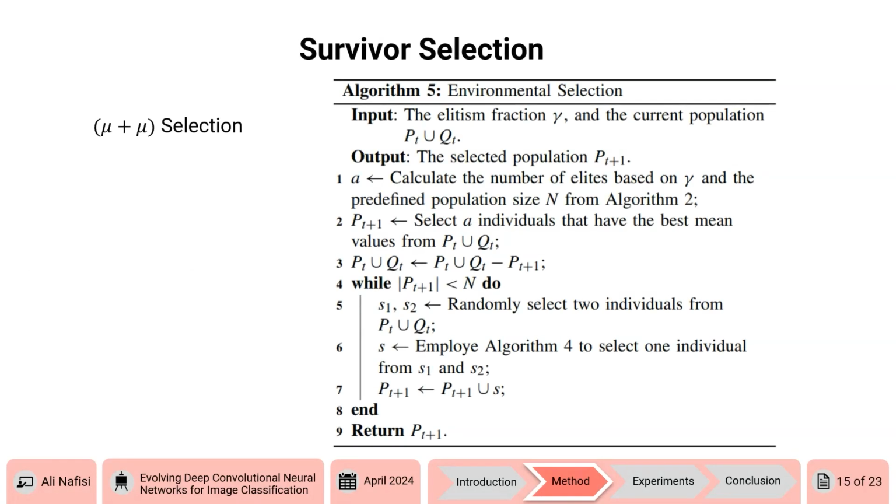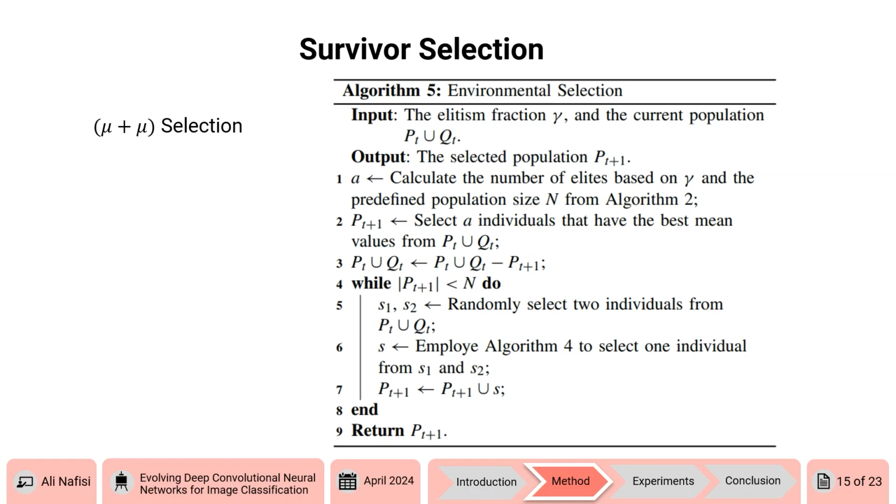Here is the survivor selection algorithm. First of all, I have to mention that this is a kind of mu plus mu selection. That means that the offsprings that are generated are equal in number to the current population. So we have to select n individuals from 2n individuals. That's how this algorithm works.